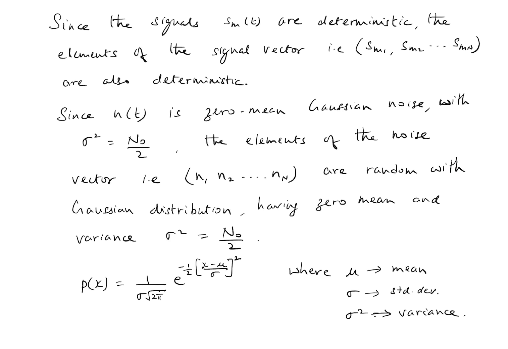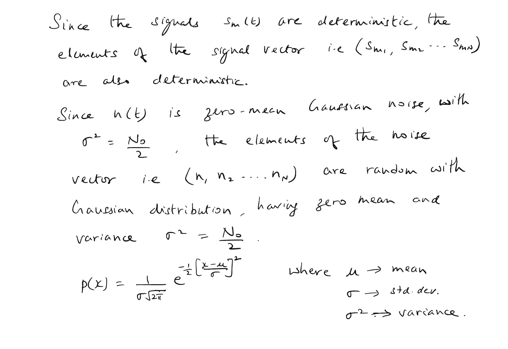So we want to represent the PDF of each element of the noise vector. Since it is a Gaussian distribution with 0 mean and variance sigma squared, let us first write the general equation for the Gaussian PDF, which is given by this equation, where mu denotes the mean value, and sigma denotes the standard deviation, which is the square root of the variance. So sigma here is the square root of N0 by 2.